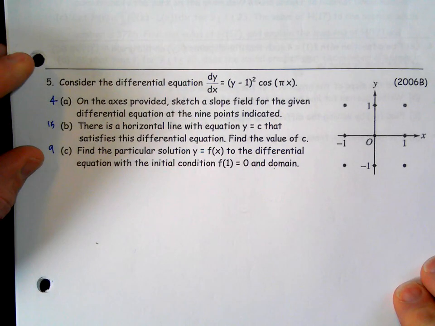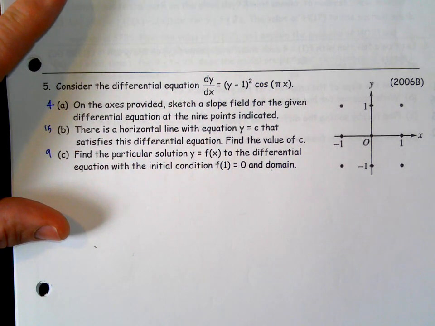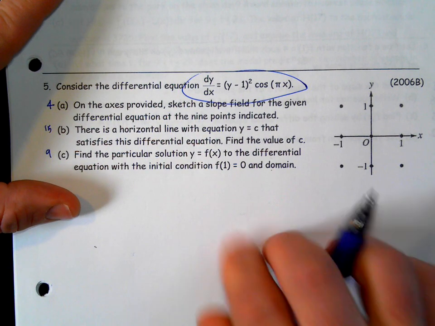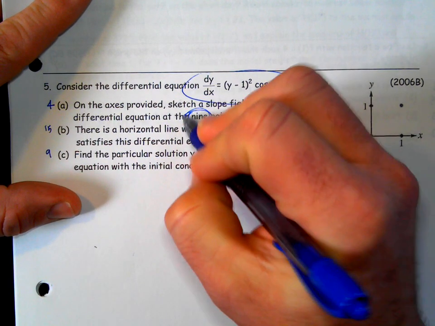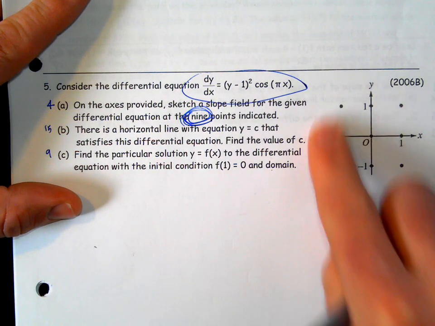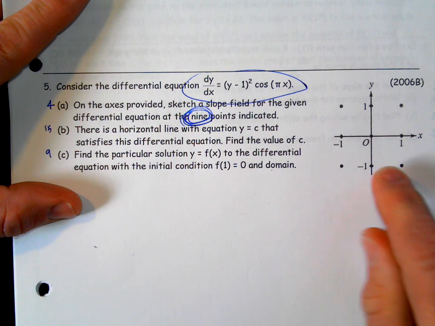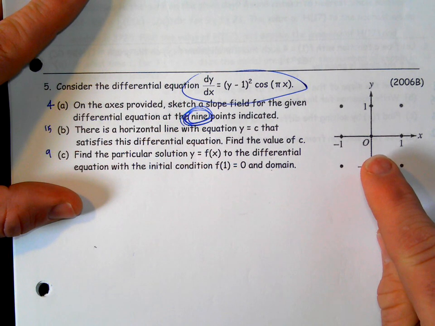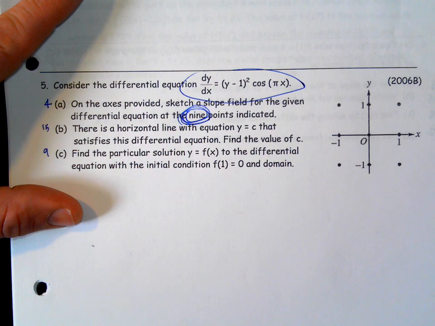So this number 5, which I'm calling problem number 2 on the form, consider the differential equation. So we have that differential equation, and you do a slope field. The thing I want to point out is it says 9 points, so make sure you do 9 points, not more than 9, not less than 9. Sometimes the points on the axes, you might miss them, or you might think you're supposed to do one there, and there isn't one there. So just look closely. They're not trying to trick you, but they're telling you how many points to do.